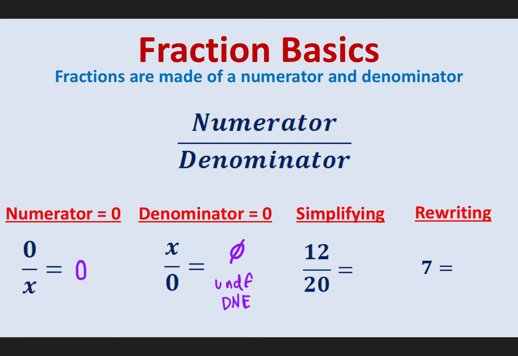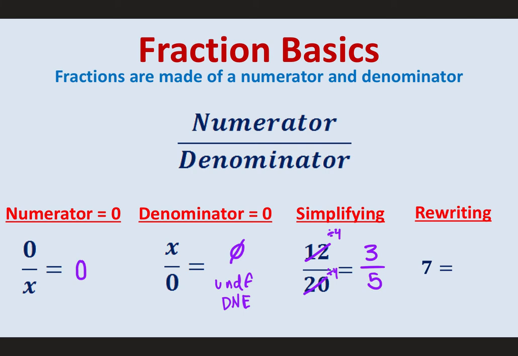The next thing we have is simplifying fractions. Anytime you want to simplify a fraction, you can simplify it, but you have to be able to divide the numerator and the denominator by the same thing. So in this case over here, 12 and 20, the numerator and denominator are both divisible by 4. So we could divide those both by 4, and that would leave us with 3/5 as our simplified fraction. So as long as you can divide the top and bottom by the same thing, you can simplify a fraction.